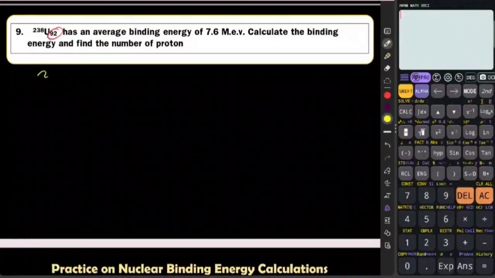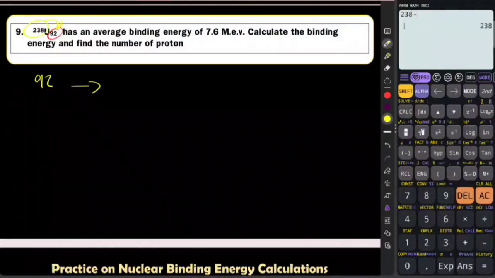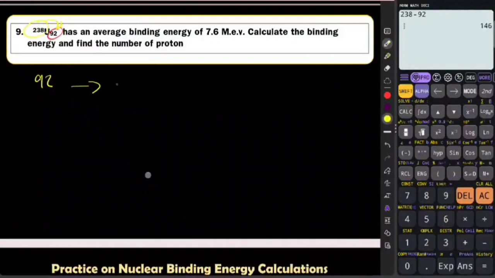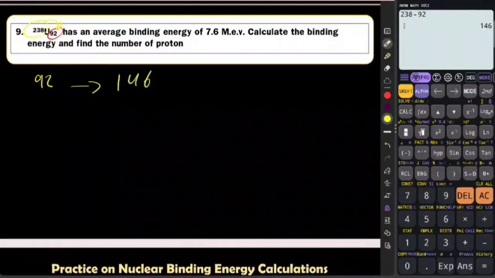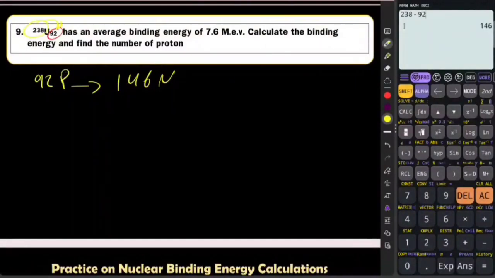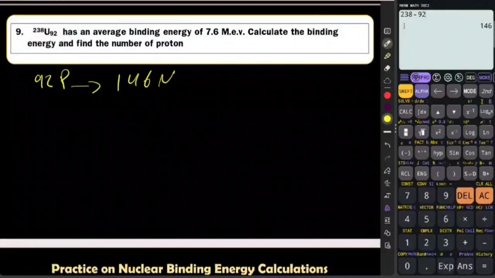The proton number, it is right away 92. Now, if it tells you what is the neutron number, the mass number minus the atomic number, the neutron number is going to be 238 minus 92. And that would be the neutron number 146. So, neutron, and these are the proton, 92. Now, let's see what the question says. The question says, uranium has average binding energy 7.6. Calculate the binding energy. Now, let's calculate the binding energy.